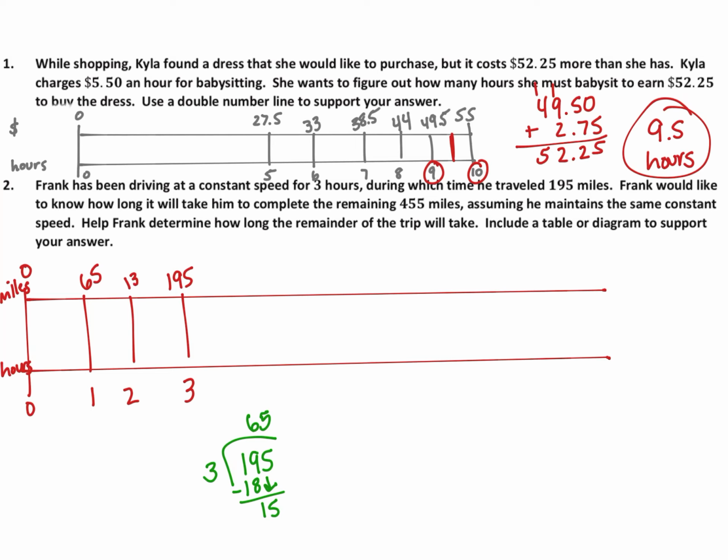Then the next one would be 130. So 4, we're going to add an extra 65 to that. 5 and 5 make a 0. So that would be 260. 5. We add 65 to that. It's going to end in a 5. 6. We got to add another 65. It'll end in a 0.